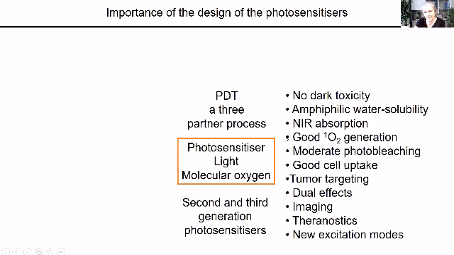And this is the list of the properties that we want for this photosensitizer. The first one is we don't want something which is toxic in the absence of light, because if not, we wouldn't be doing PDT, we would be doing chemotherapy. So this is not our purpose. We want water solubility for biocompatibility, but we also want it amphiphilic to be able to enter the cells. We want a good near-infrared absorption, and I'm going to get back to this.